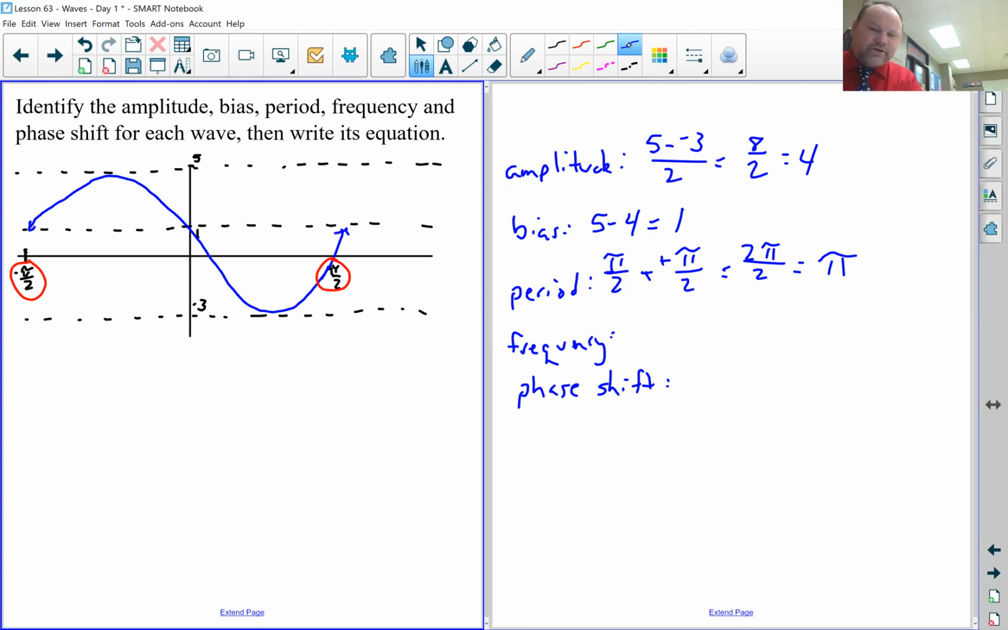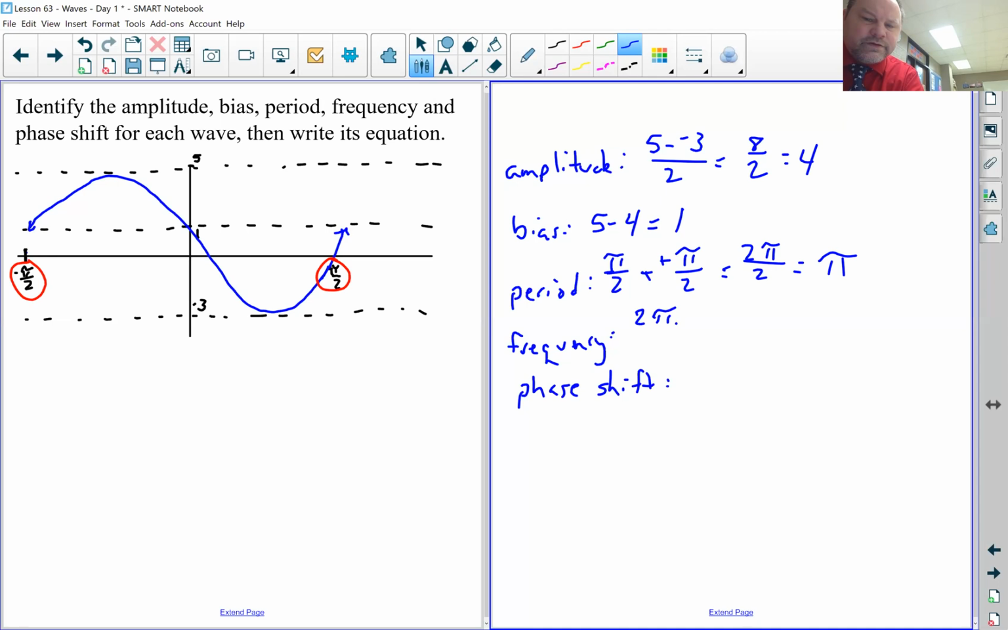The angular frequency is 2 pi divided by the period. In this case, the pi's cancel. So 2 is the frequency. In other words, you would get 2 full waves in every 0 to 2 pi interval.